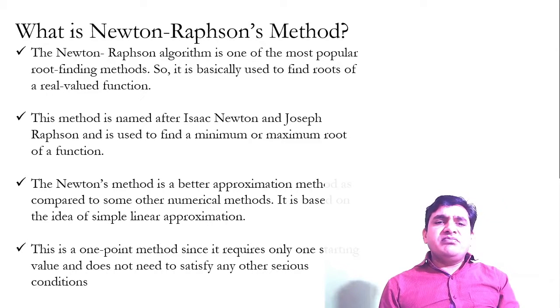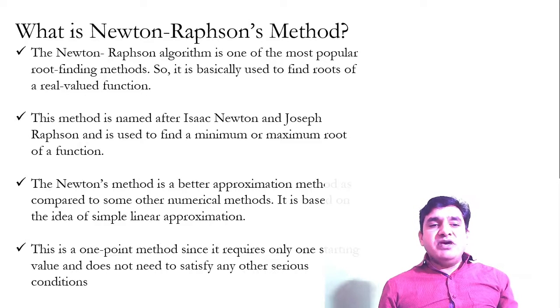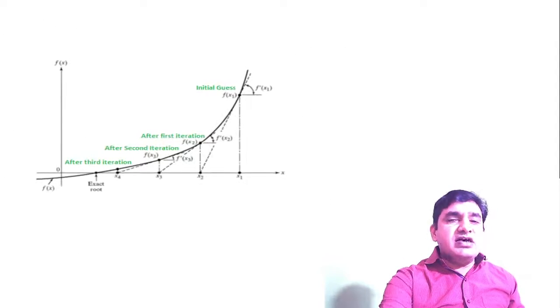The Newton-Raphson method is a better approximation method as compared to some other numerical methods. It is based on the idea of a simple linear approximation. This is a one point method since it requires only one starting value and does not need to satisfy any other serious condition. So it requires the first approximation or initial value.